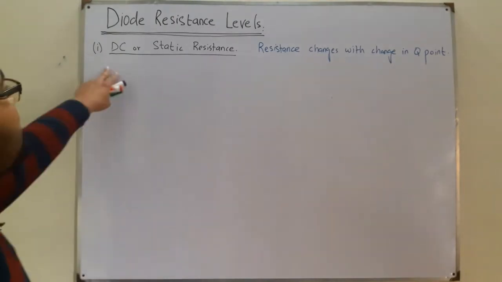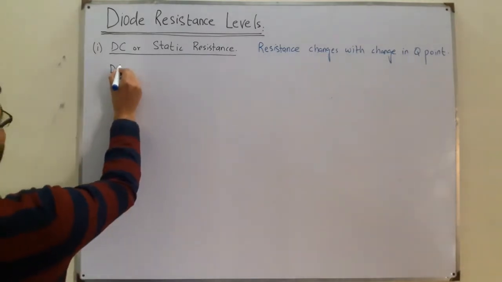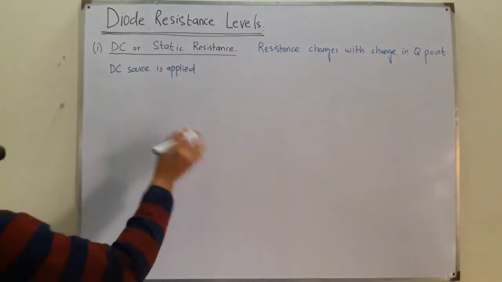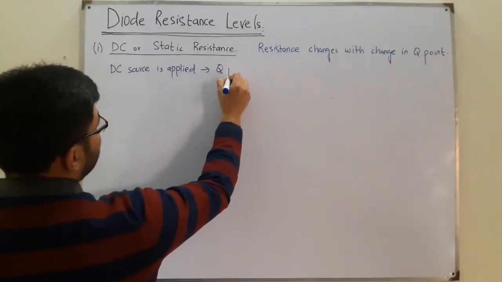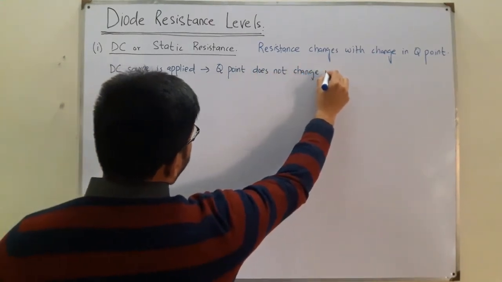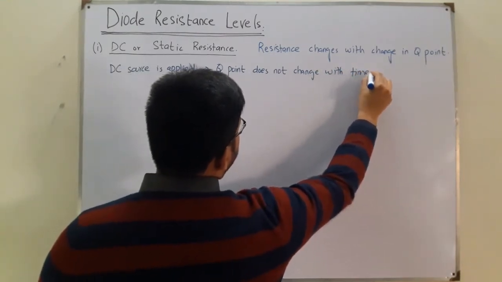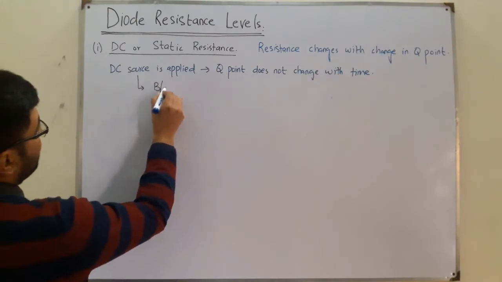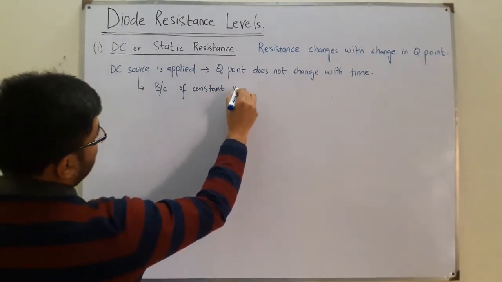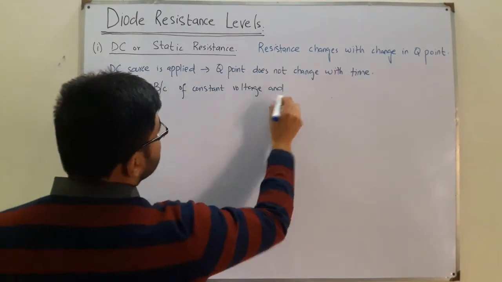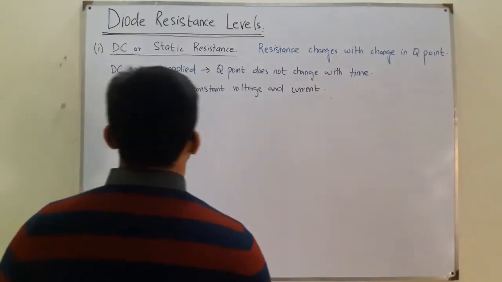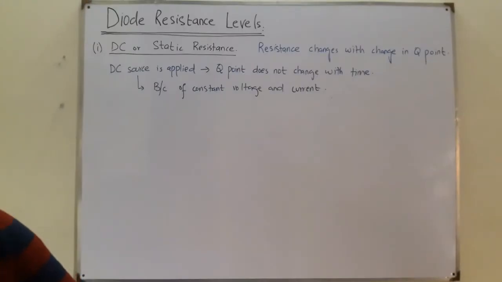But when a DC source is applied, the operating point does not change with respect to time, because the DC source applies a constant voltage and current. If the voltage and current are not changing, the resistance is not changing. If the resistance is not changing, the Q point is not changing. So IDQ will not change with respect to time.